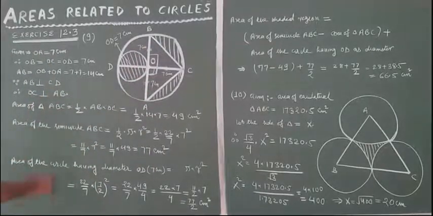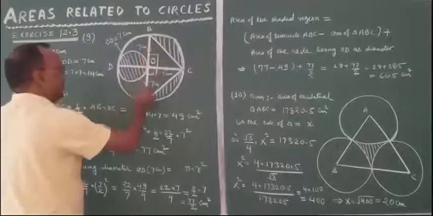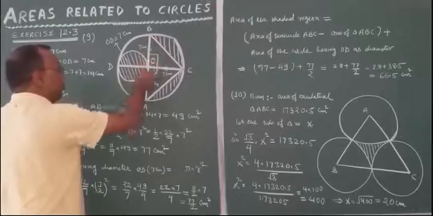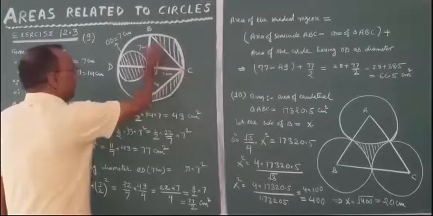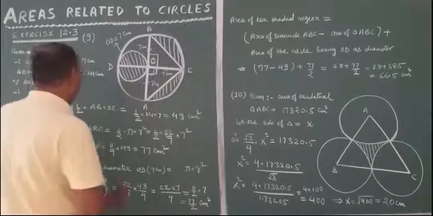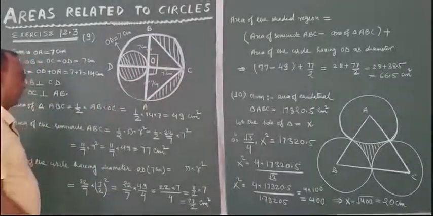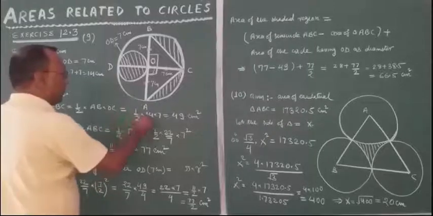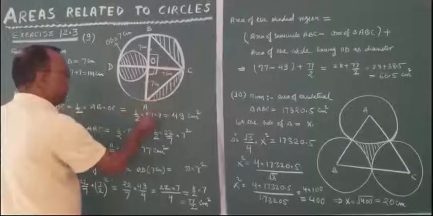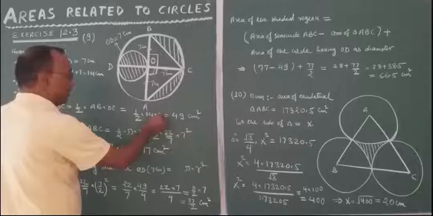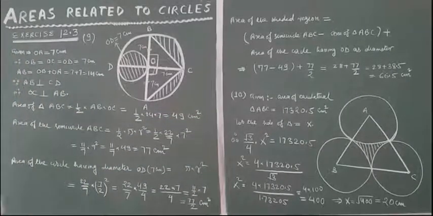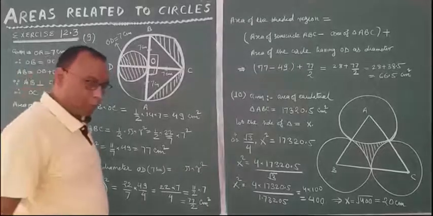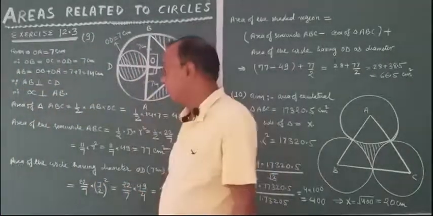Now the area of the triangle ABC. Area of this triangle ABC will be half. This AB is the base for this triangle, and the perpendicular is OC. So half AB into OC. 1 upon 2, AB is 14 and this is 7. So 2 sevens are 14, and 7 sevens are 49 centimeter square. So the area of triangle ABC is 49 centimeter square.